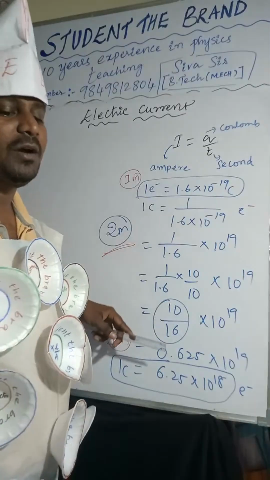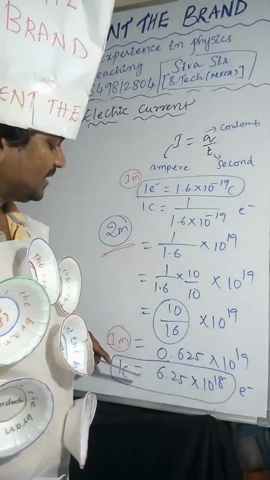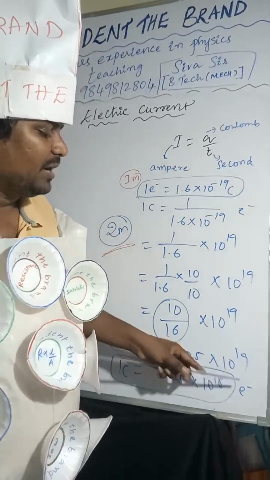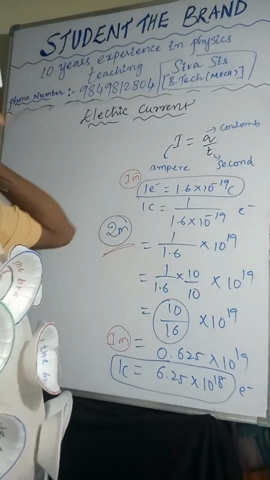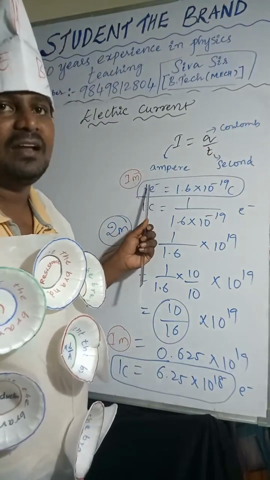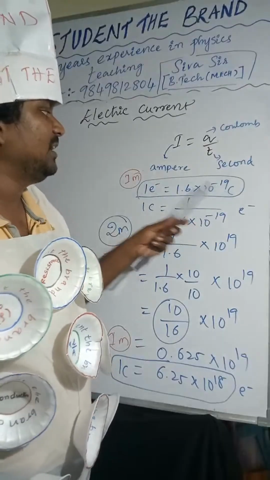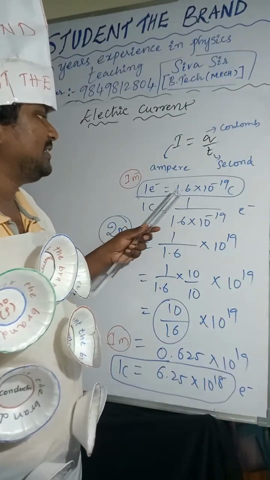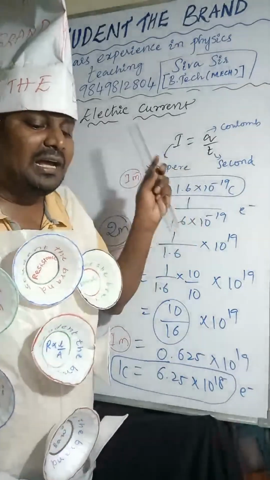In 1 coulomb of charge, how many electrons are present? 6.25 into 10 power 18 electrons. And on one electron, how much charge is present? 1.6 into 10 power minus 19 coulomb. Very, very highly important.